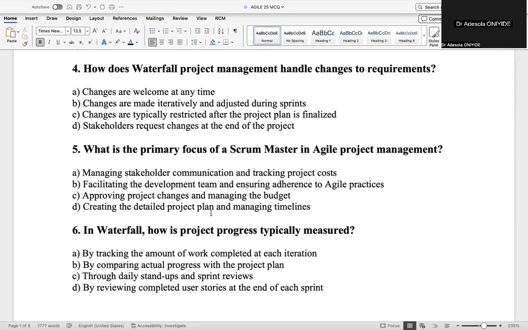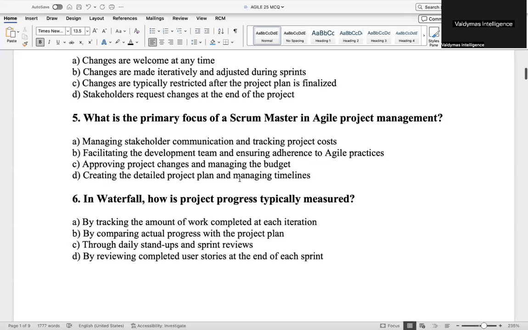Then creating detailed project plan. Why this one is wrong is that don't forget that we have 4 core agile values. The 4th one says we respond to change over following a plan. So in agile, we don't create a detailed project plan. Do you remember? We only create a plan for us to kickstart. But yes, he can manage timelines for the project, because he's the one managing the Scrum timelines and everything. So that's it. Number 6.